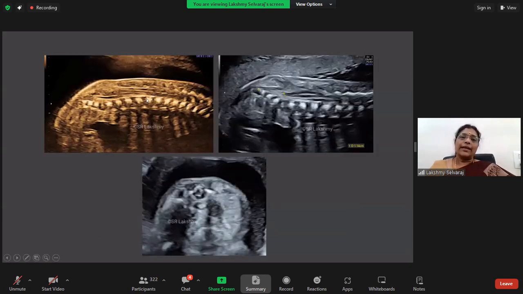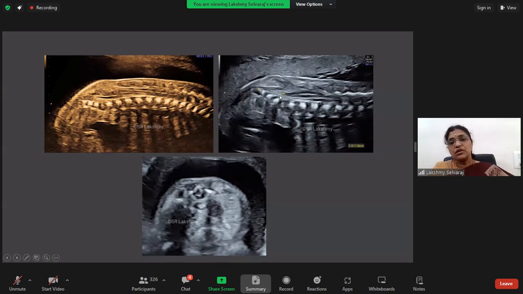Now, look at this. When you attempt to look at the conus, in this scenario you do not see the triangular structure at all. You cannot see the conus and the filum terminale. Rather, you see the cord going and getting attached at this level, to this subcutaneous tissue. And in fact, in this case, you do not even have a subcutaneous swelling. So this is an isolated tethered cord.